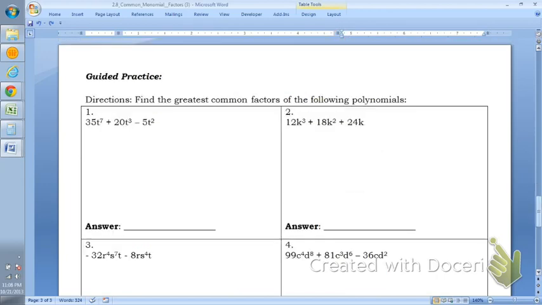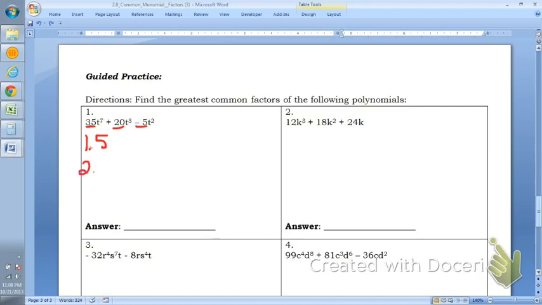Alright, turn the page and let's try some more guided practice problems. In the previous focus questions, we were looking at all binomials, or two-term polynomials, that we're trying to find the greatest common factor for. So remember, we're going to do this in 4 steps each time. First step, find the greatest common factor of the coefficients. In this example here, we have 3 coefficients, 35, 20, and 5. The biggest number that goes into all 3 of those terms is 5.